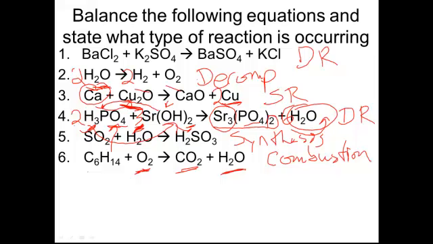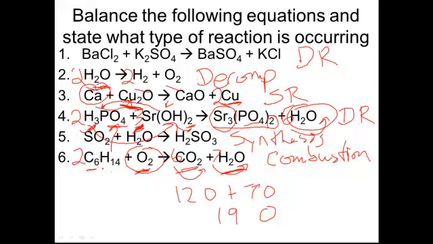And then to balance it, this is the one that was a little bit tricky from before. 6 carbons, 14 hydrogens, put a 7 there, 14 hydrogens. But now we're going to have 6 times 2, 12 oxygens, plus 7 oxygens makes 19 oxygens all total. Well, we can't have 19 because we're going to have an even number here. So this is where we're going to have to go back and double everything.